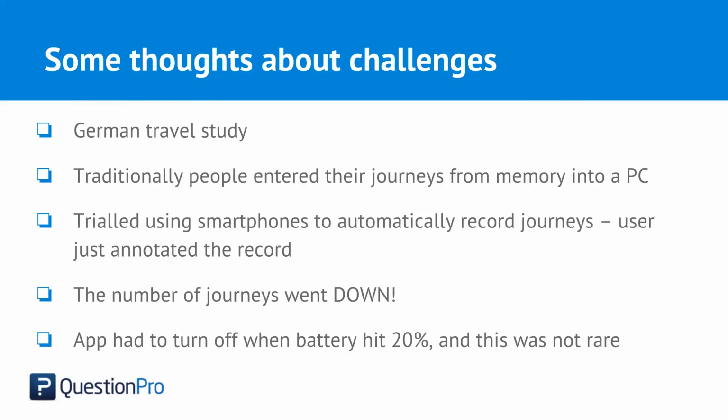And when they got the data at the end of the first quarter, the number of journeys per person had reduced. Now, this was completely counterintuitive to them, because their expectation was that people would forget on the old system to sometimes record them. And now they have this system which was going to automatically record them. But under German law, the app had to turn itself off if the battery hit 20% left, because you couldn't leave people in a situation where they weren't able to make their emergency calls and their social calls and so on. And it turns out a lot of people's phones hit 20% battery left a lot of the time.